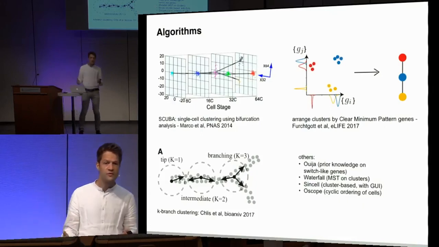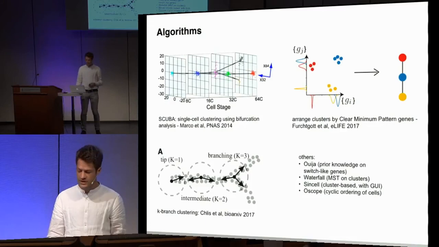So we have a whole bunch of algorithms that are out there, and I think for the Human Cell Atlas it would be a good idea to see which features we want to take from which one.